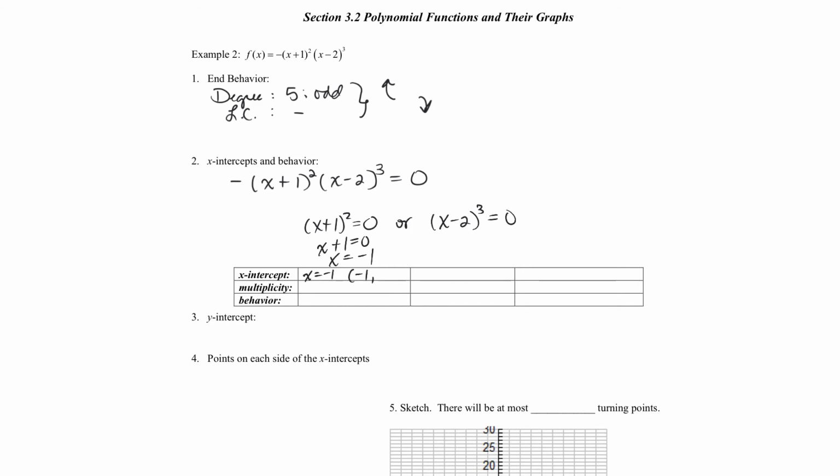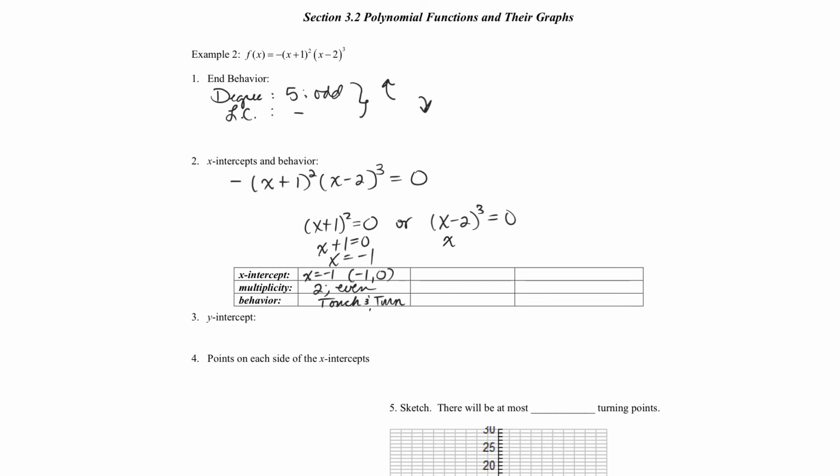I'm going to plot that at negative 1, 0. The multiplicity is 2 because this factor was repeated twice, right? So it has a multiplicity of 2, which is even. And so the behavior is that it's going to touch and turn around.